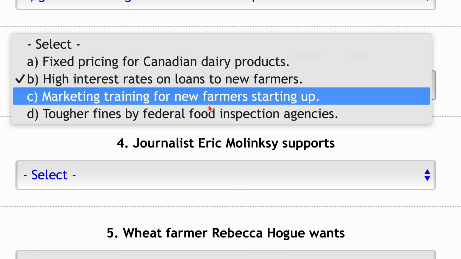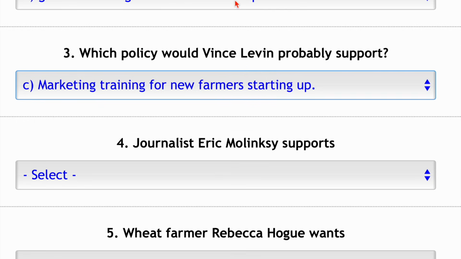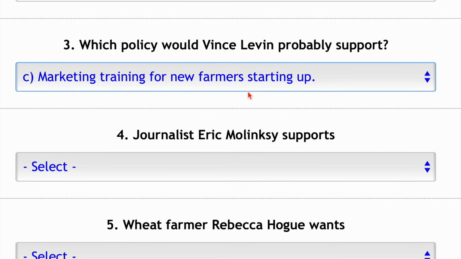Marketing, training for new farmers starting up? Probably, because he wants to promote new farmers, more business. Tougher fines by federal food inspection agencies? So the answer should be C again, because he wants more of a free market farming, which, it's true, we don't really have that in Canada. Canada is a free market economy, but surprisingly, in some areas, like the food industry, it's very difficult. Okay, and health as well.